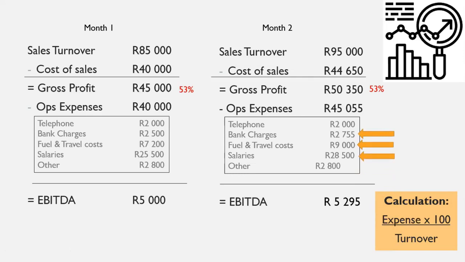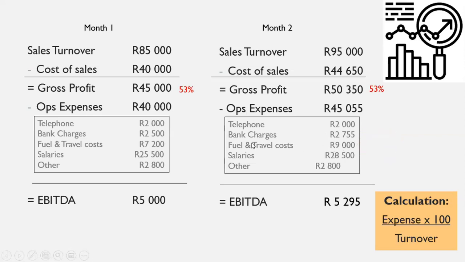Now, if we look at the 3 expenses that went up, we may run off and go, oh, we need to do something about these fuel and travel costs. We need to do something about these salaries. We need to do something about the bank charges, because on face value, when you look at the pure numbers, they've gone up quite a bit.